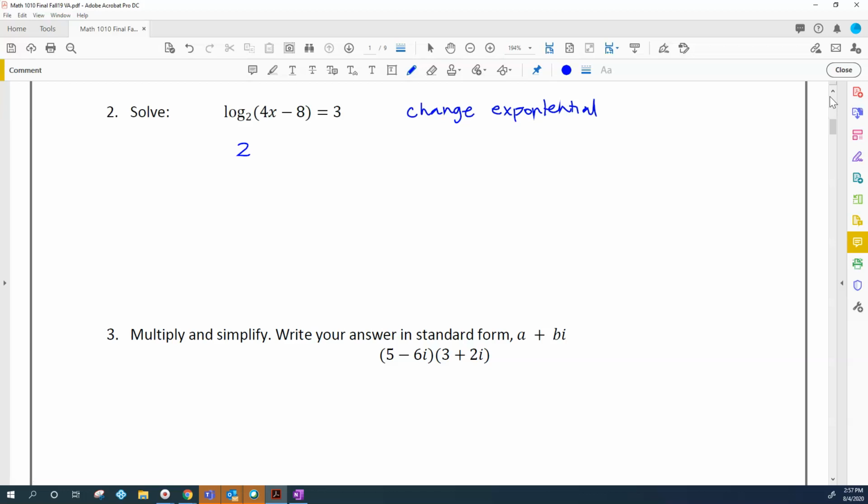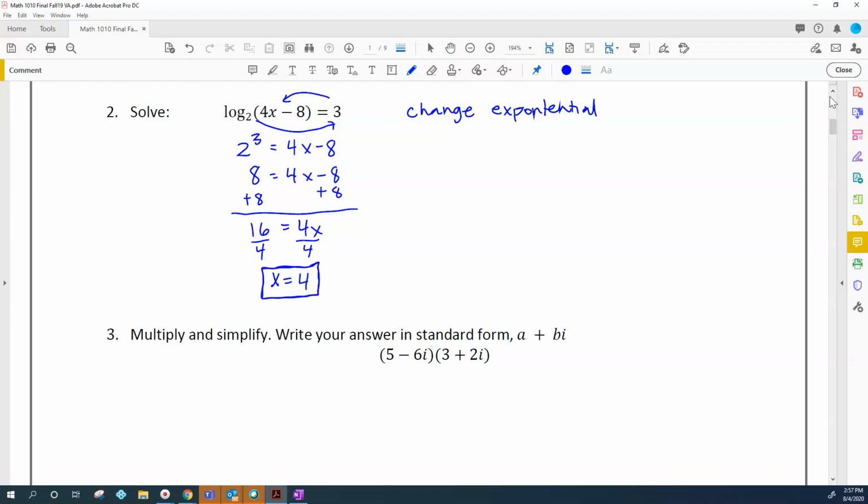So 2 to the 3rd power, right? We're doing 2 to this power equals all of that, the 4x minus 8. 2 to the 3rd power is 8, and now we're just solving this for x. And then I made that way harder than I needed to on the quiz. And that usually happens, right? You're just like, oh my goodness, why didn't I remember that that's what I needed to do?